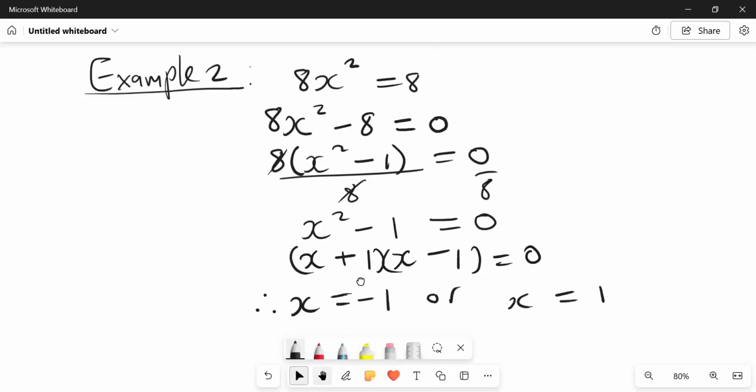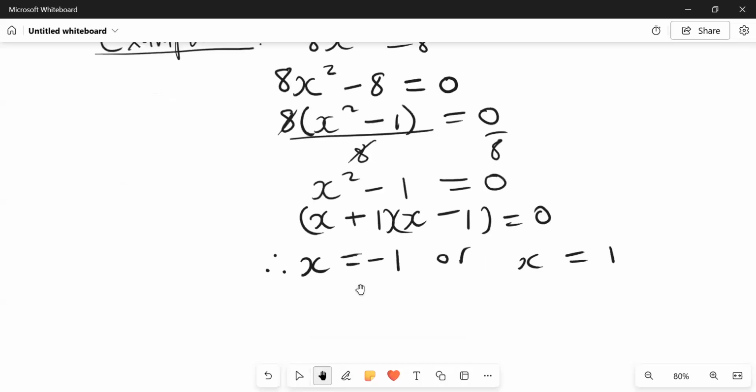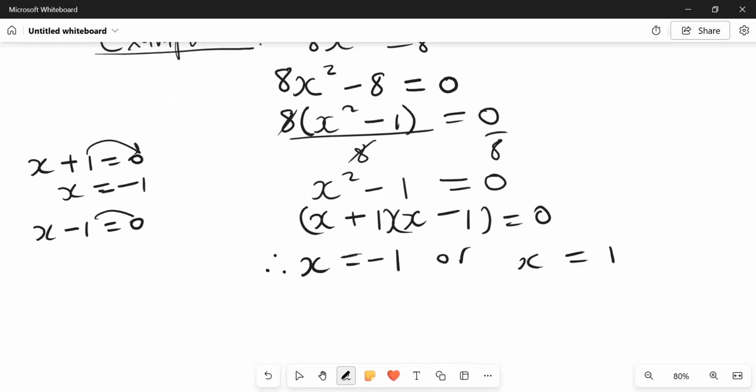But I know some of the learners, they will say, how did you get to x equals negative 1? So this is what I did. x plus 1 equals 0, and then you transpose 1. Now x is equal to negative 1. Same applies to x minus 1 equals 0. Transpose again. Now x is equal to 1. That's what I did. I hope it makes sense, right?